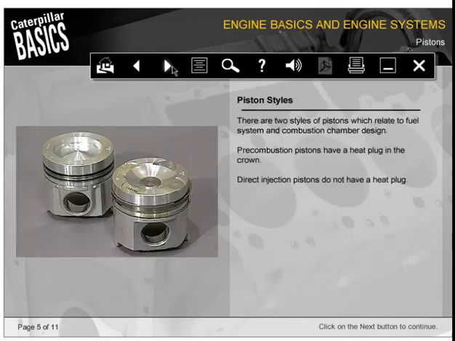There are two styles of pistons which relate to fuel system and combustion chamber design. Pre-combustion pistons, like the one on the right, have a heat plug in the crown. Direct injection pistons do not have a heat plug.